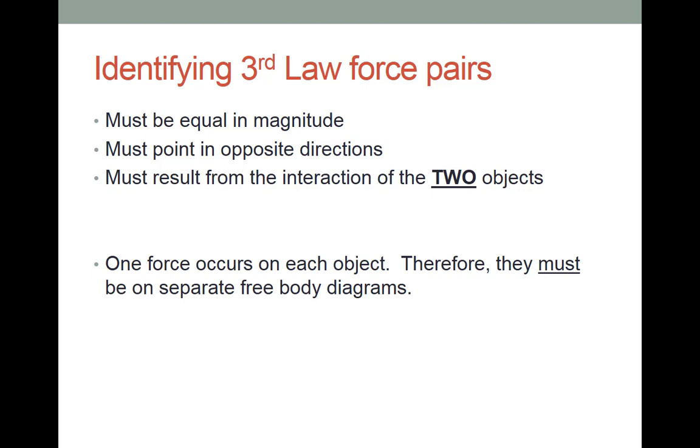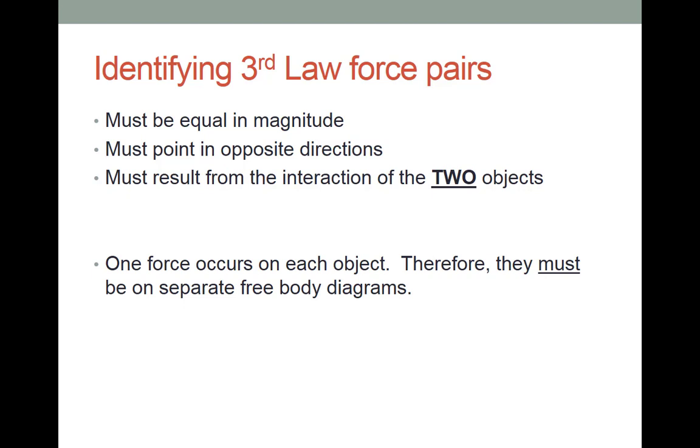Okay, they must be equal in magnitude. I think of the things that help you identify them, that is the least useful of them because you can't always tell magnitude right away. Direction you can get just fine. They have to be in opposite directions. They must result from the interaction of two objects. And they must be between the interactions of those same two objects.